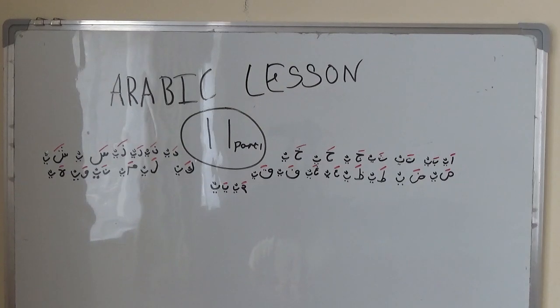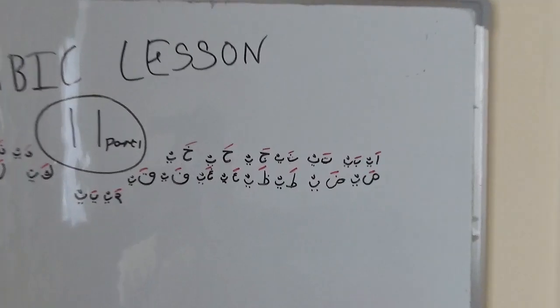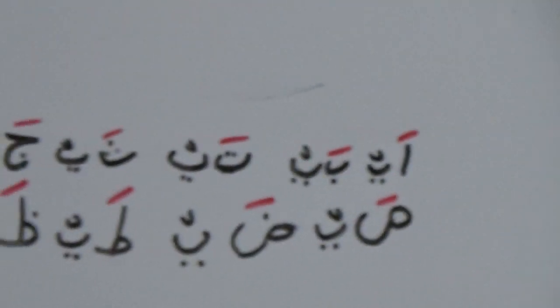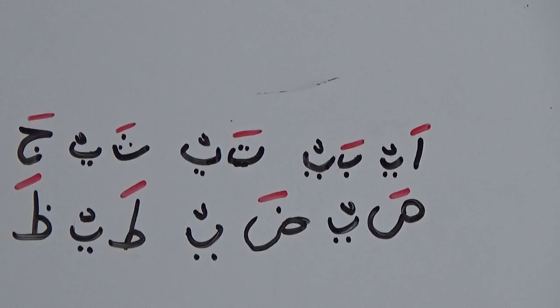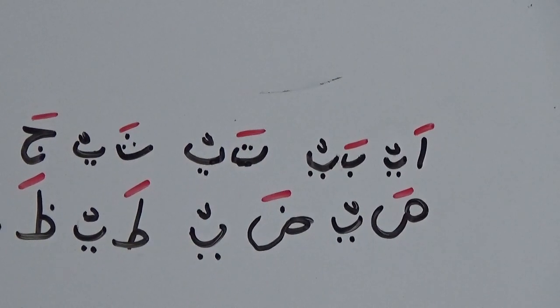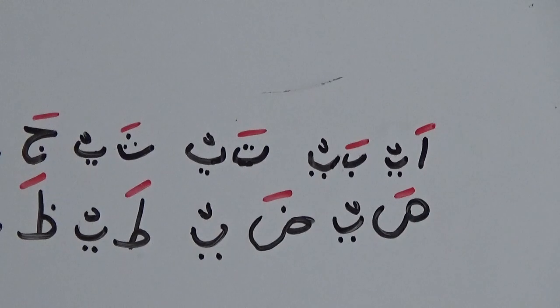Okay. Now, let's begin. Alif Ya Zabar A, Ba Ya Zabar B. Also, you have to pronounce with me or pause the video and pronounce after.